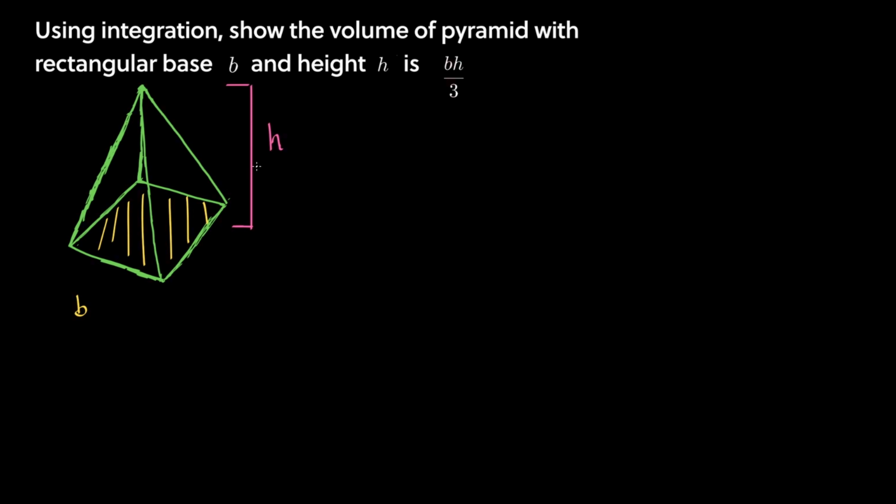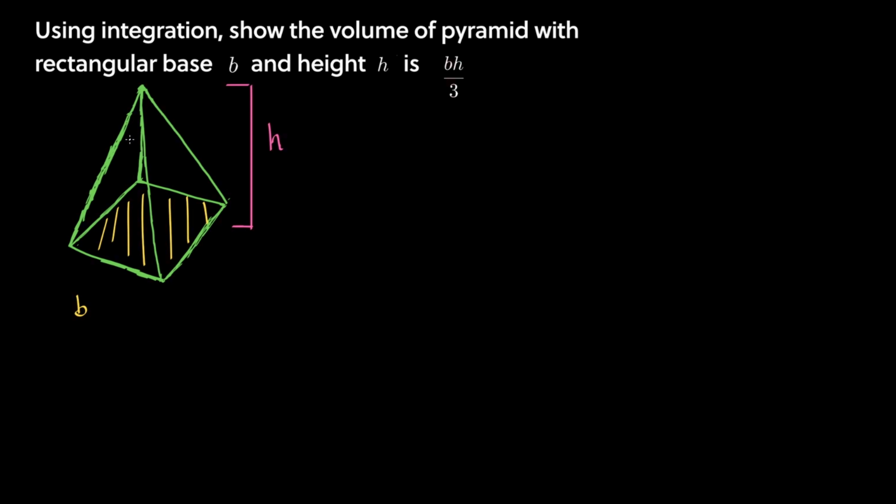We've been working with volume by slicing, and I have another example of that for you. It says this: using integration, show that the volume of a pyramid with a rectangular base B and a height h is in fact B times h over 3. So why don't you pause the video and try to work on this volume by slicing problem.